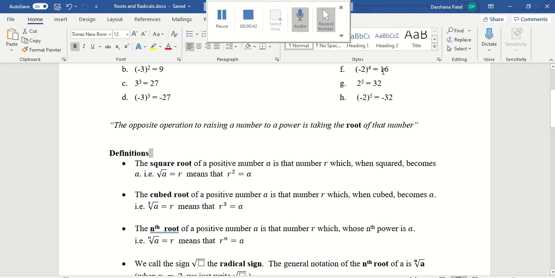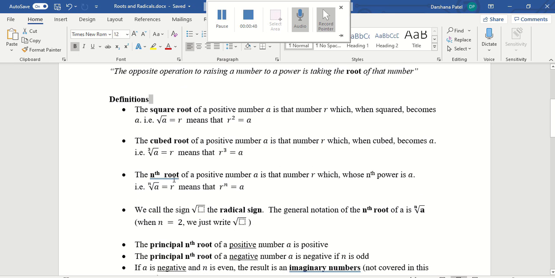The opposite operation to raising a number to a power is taking the root of that number. In general, the nth root of a positive number a is that number r for which the nth power is a. So, the nth root of a is r, meaning that r to the power of n is a.